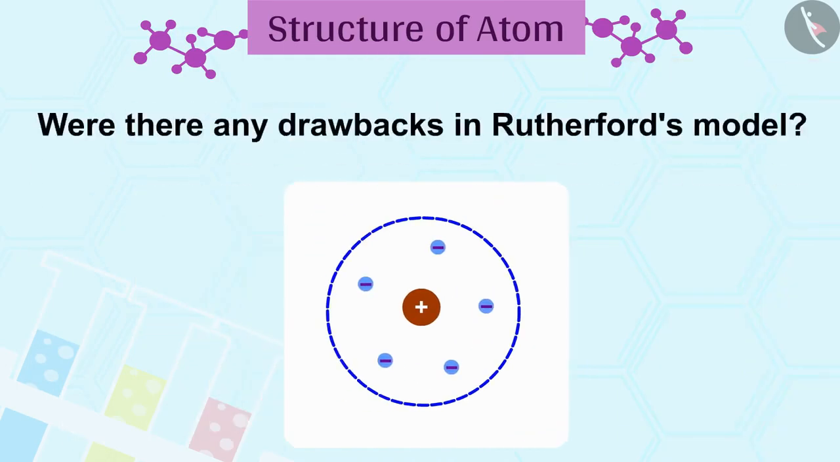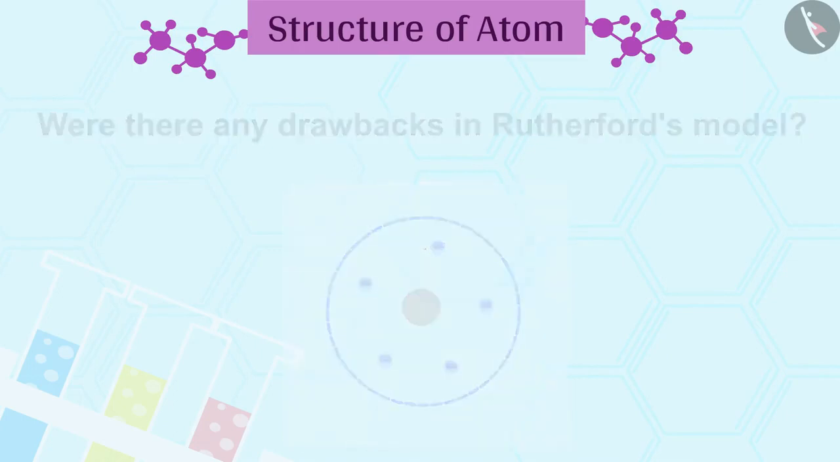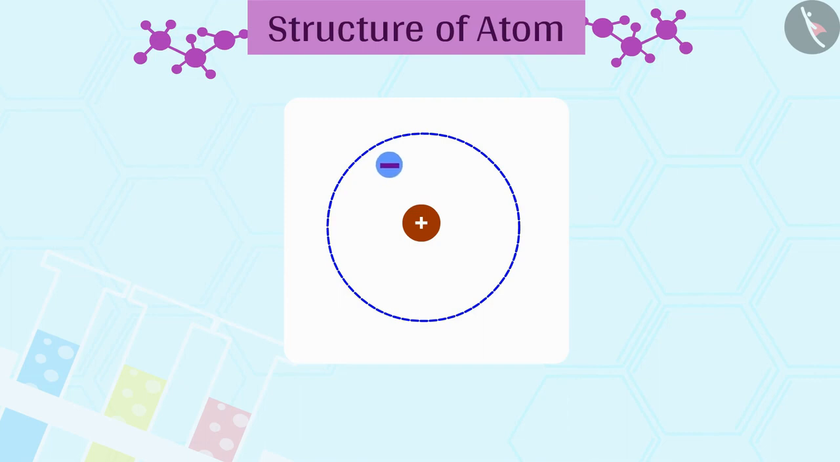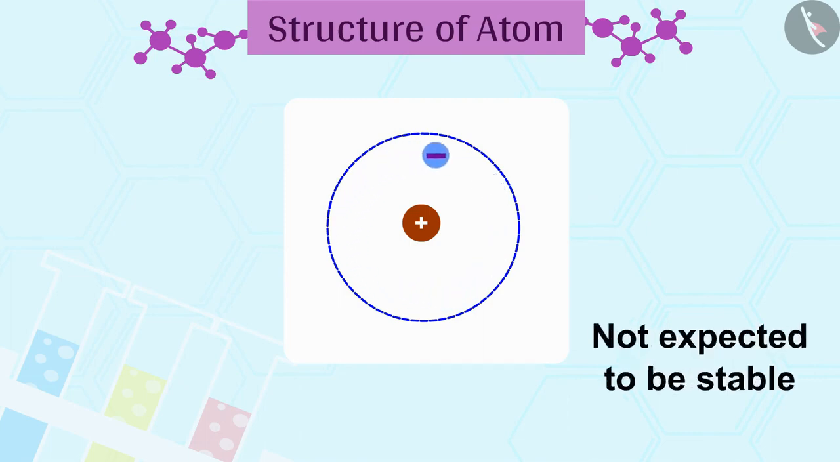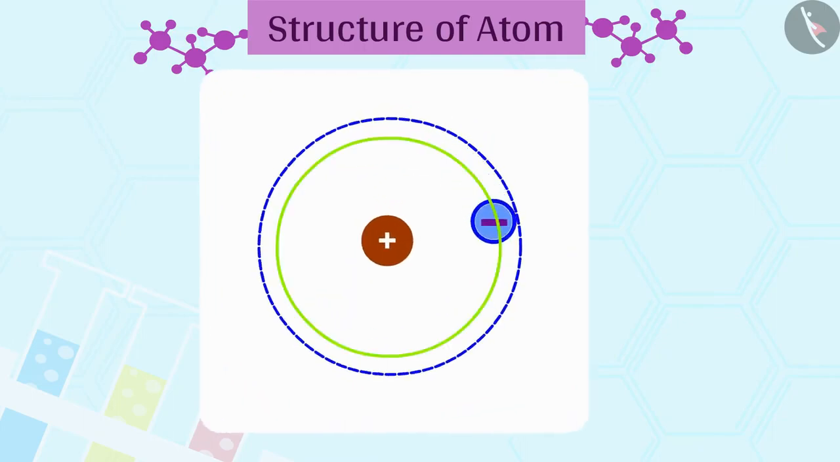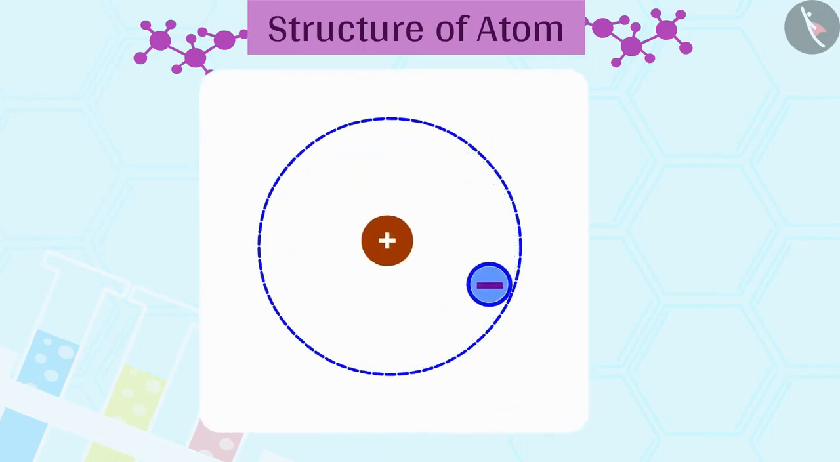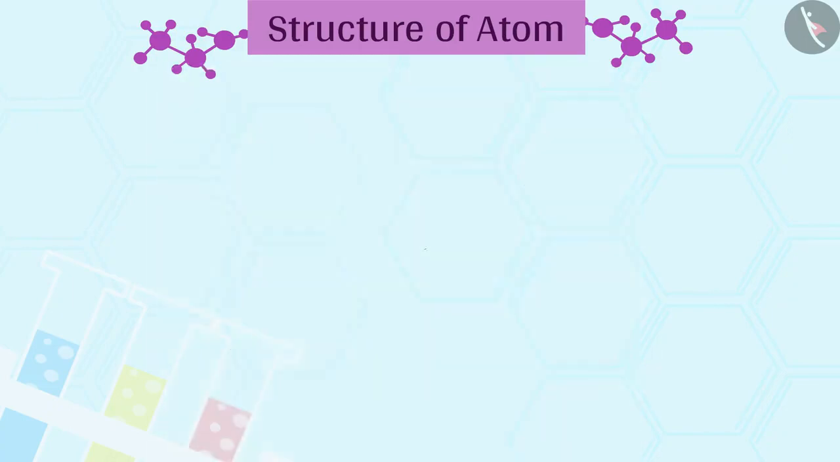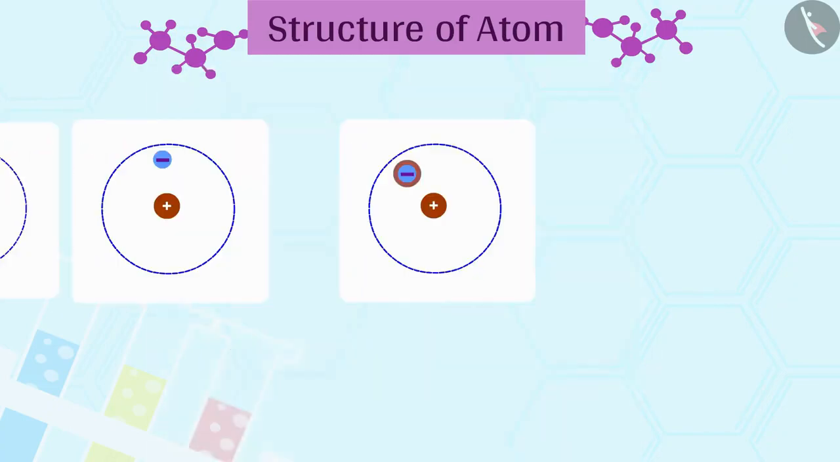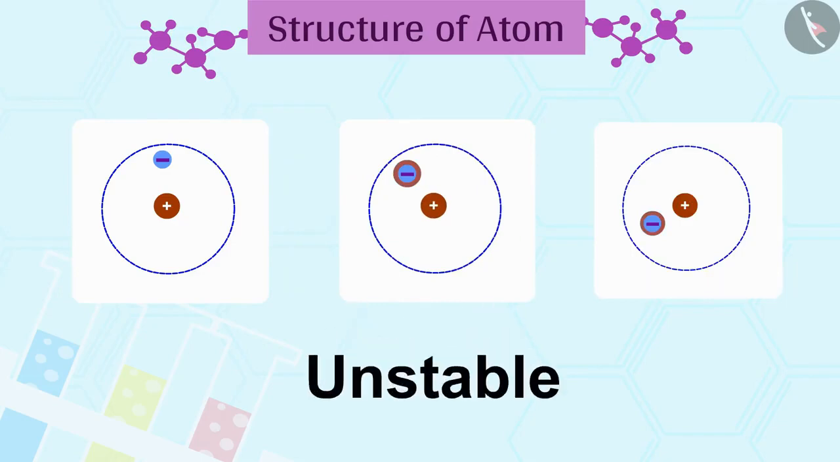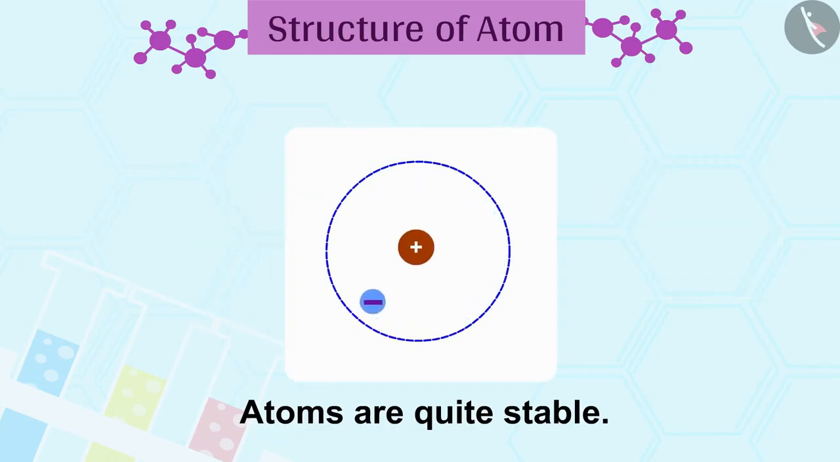Were there any drawbacks in Rutherford's model? Yes. The orbital revolution of the electron is not expected to be stable. Any particle in a circular orbit would undergo acceleration. During acceleration, charged particles would radiate energy. Thus, the revolving electron would lose energy and finally fall into the nucleus. And if this were so, the atom should be highly unstable, and hence matter would not exist in the form that we know. We know that atoms are quite stable.